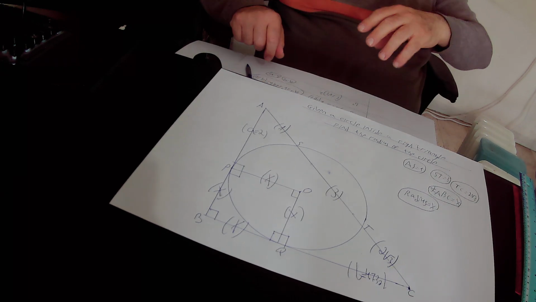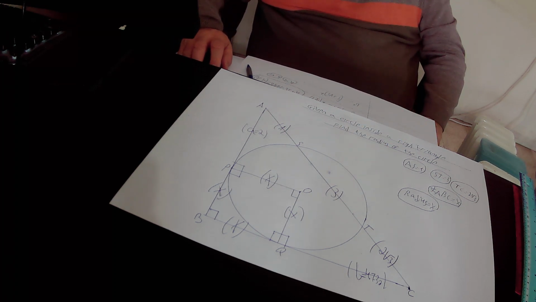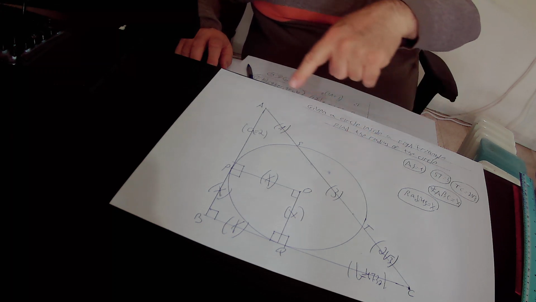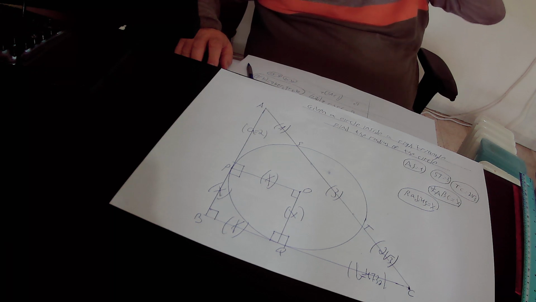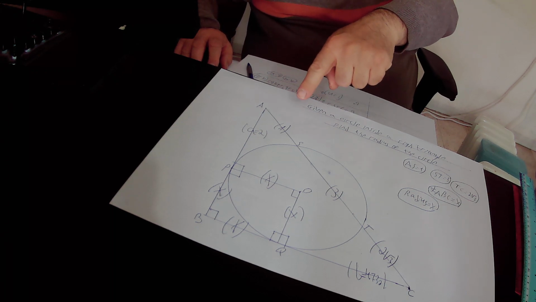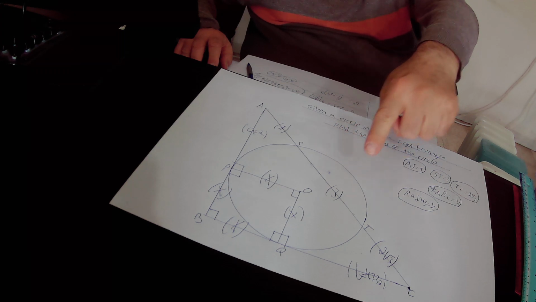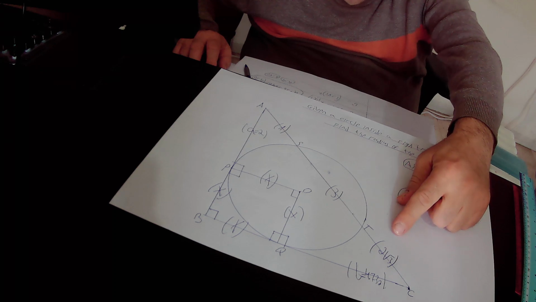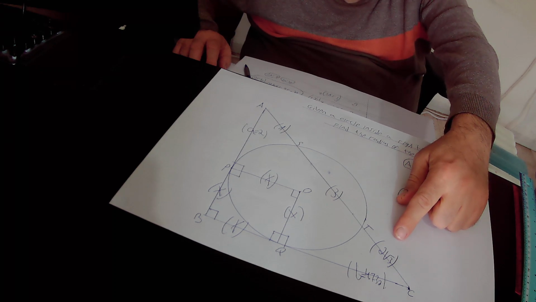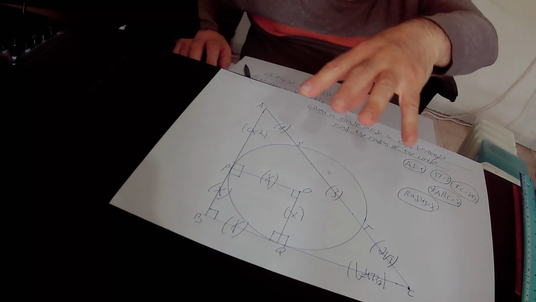So in this lecture, we found the radius of this circle. This circle is located inside this right triangle ABC. In addition, we know that line segment AS equals 1 unit in length, line segment ST is equal to 3 units in length, and line segment TC is equal to 3 units in length. And our mission is to find the radius of this circle.